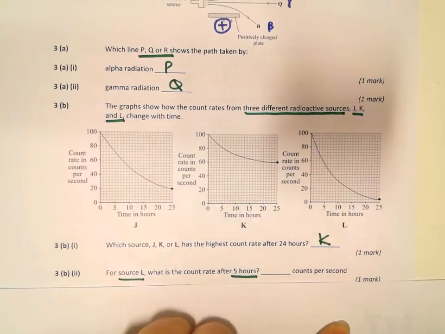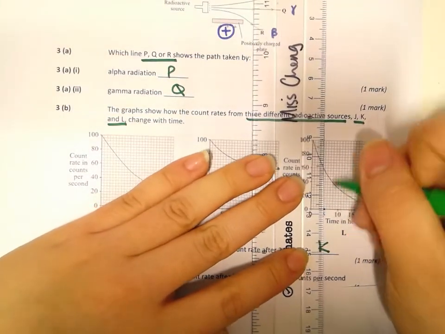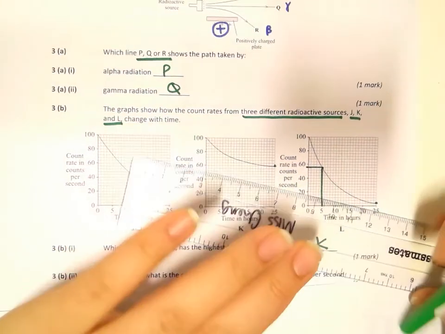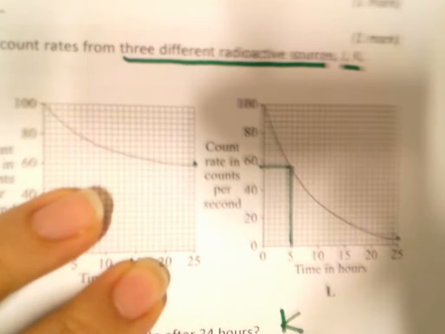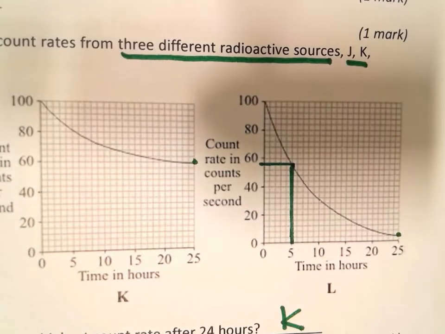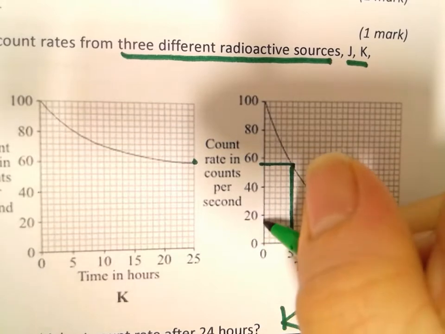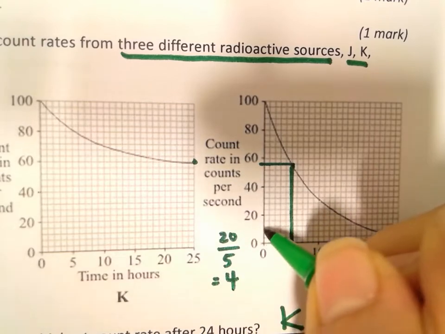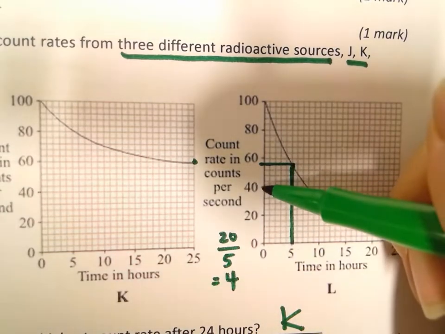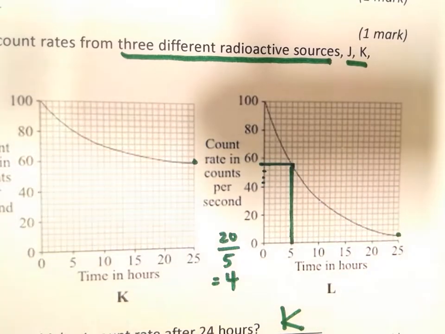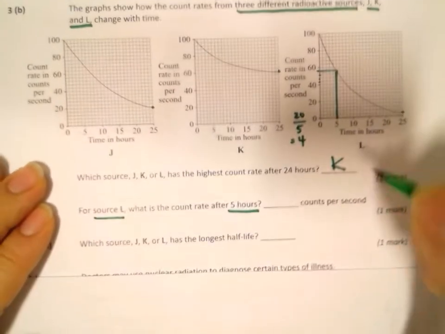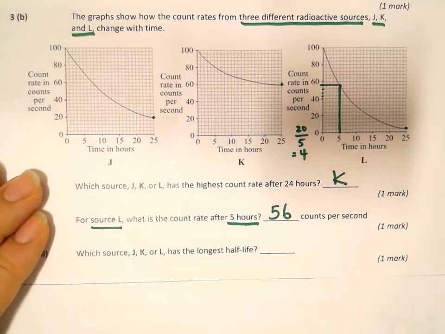So here's L. Let's find 5. We draw a line up to hit the curve, and we draw a line across to here. The troublesome part is reading the scales. Here there are 5 squares, and it goes from 0 to 20. So 20 divided by 5 is 4. That means every single square is worth 4. So we have 40 here, and there are 1, 2, 3, 4. So 4 times 4 is 16. Add 40 is 56. Therefore, our count rate after 5 hours is 56.